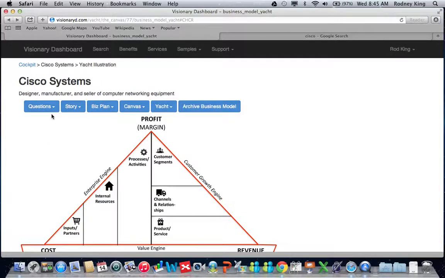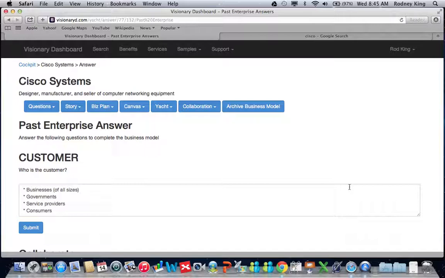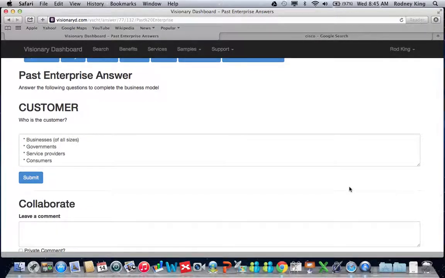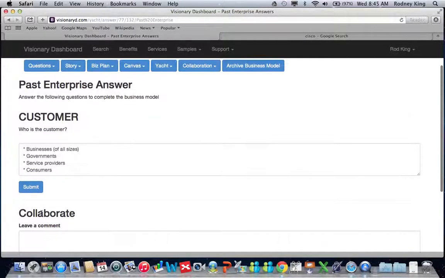So I shall just illustrate how one can collaborate on questions, which means that you can invite people to provide responses to questions and also give their opinions. In this case, what I'm showing is how the question, who is the customer, has been answered, and the responses are businesses of all sizes, governments, service providers, and consumers. You can put comments there just as in LinkedIn, or you can invite people to collaborate. So this is the question and answer collaboration feature of VisionaryD.